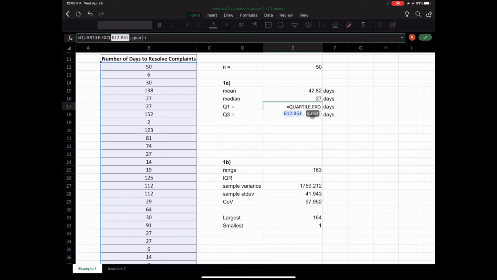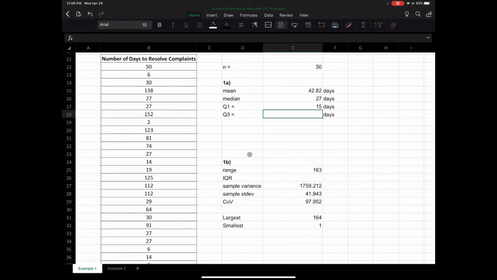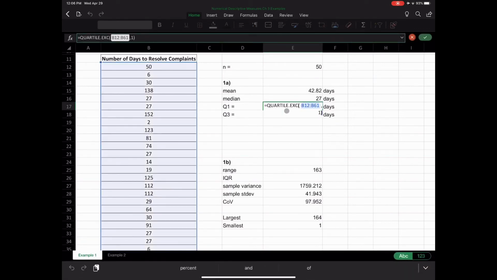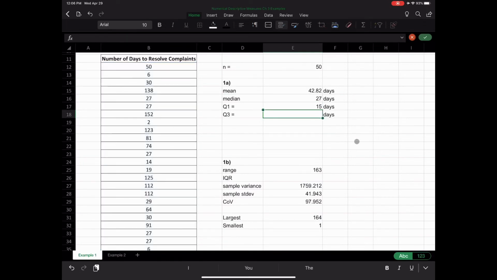And then it will ask you which quartile you're after. We're calculating the first quartile, so that's why we put the 1 there. Then we close the bracket and press enter, and you're going to get 15 days. So again, equal QUARTILE.EXC, highlight the data from B12 to B61, then comma, first quartile, so we put a 1 there, and you're going to get 15 days.